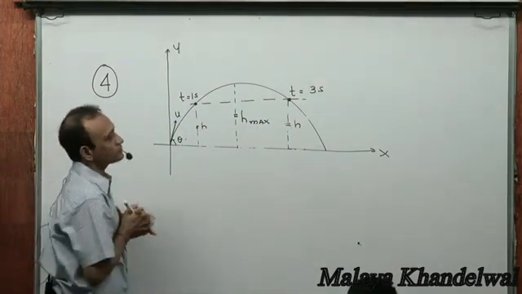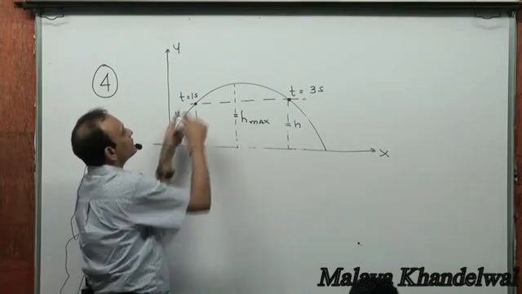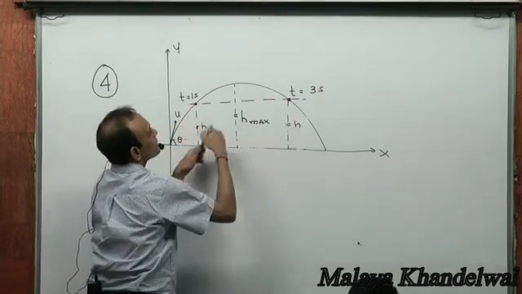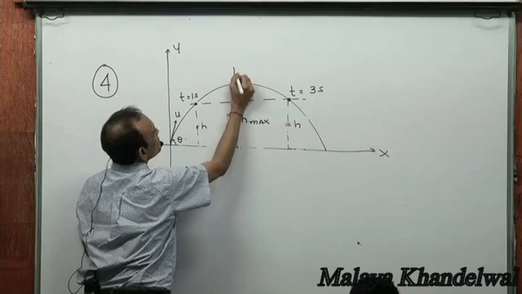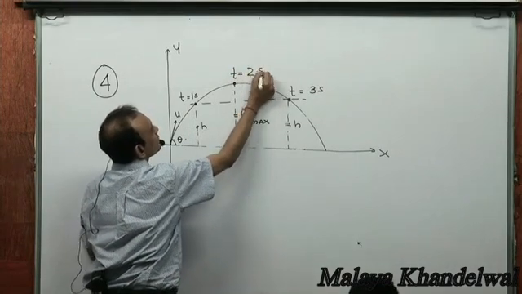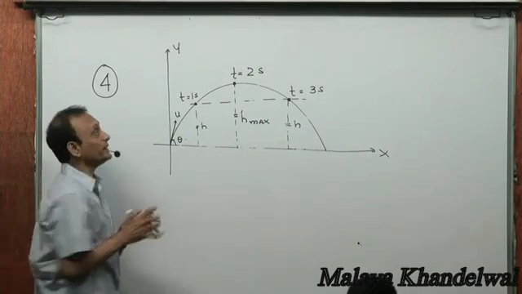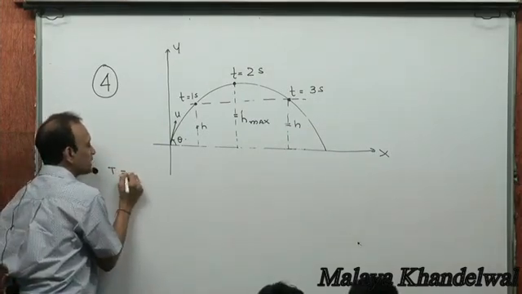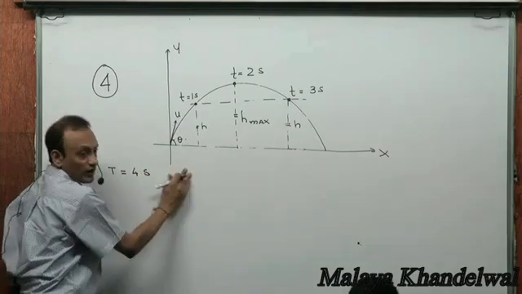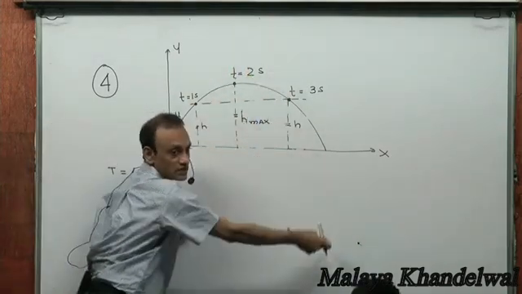Hey, simple. If this is t equal to 1, this is t equal to 3, then the top is reached at t equal to 2 seconds. Yes or no? That means the total time of flight must be 4 seconds, 2 seconds and then 2 seconds.